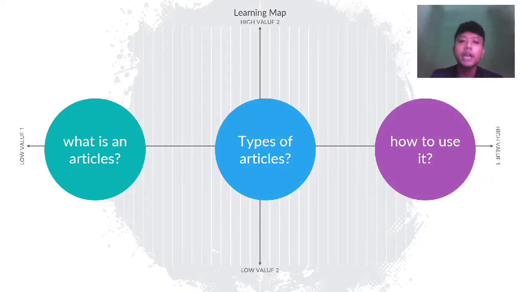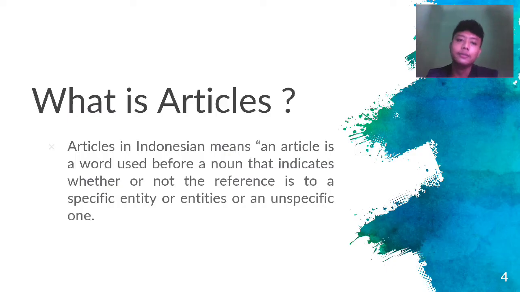Okay everyone, before we go into the material, here are three outline points that we will study today. They are: what is an article, the second, types of articles, and the last, how to use it. Okay, now we are going into the first point, what are articles.